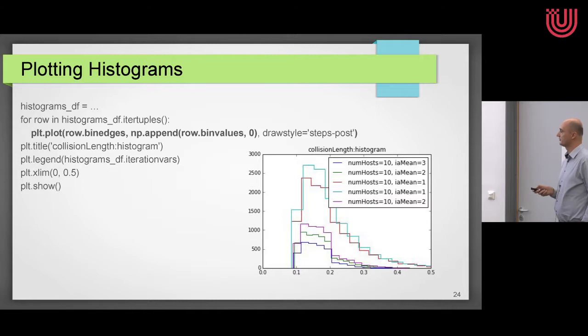Okay, how do we plot histograms? Histogram data are basically in two columns. There is a bin edges column and there is a bin values column, and there's one more element in the bin edges array than in the bin values array. We can just use a line plot with a special drawing style to plot it as a step function, only we need to add an additional 0 element so that the histogram ends at the x-axis.